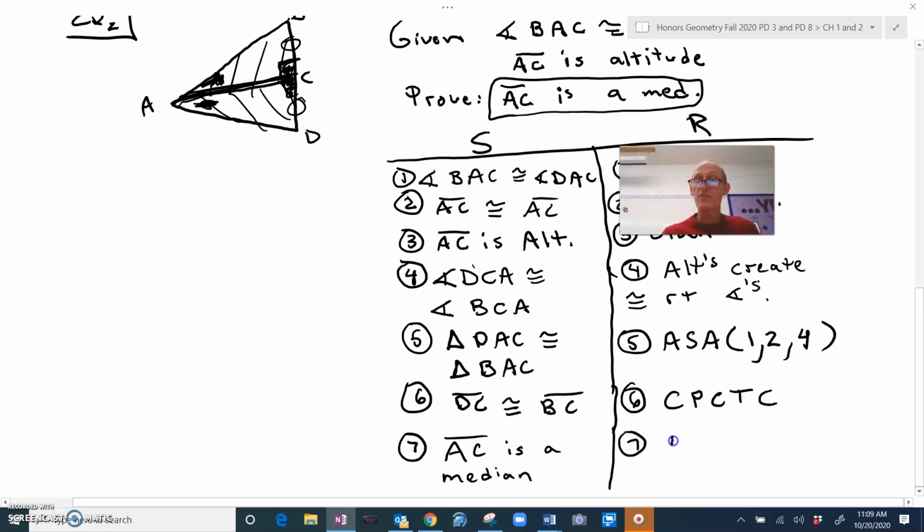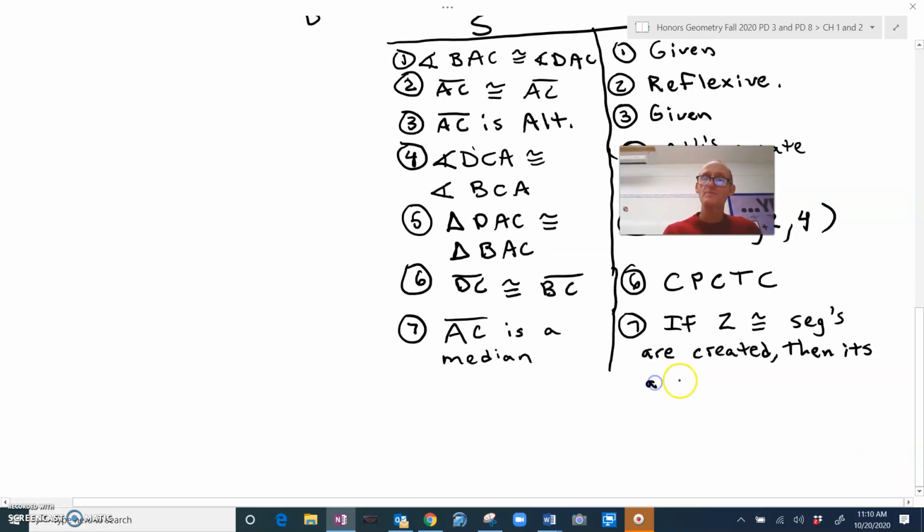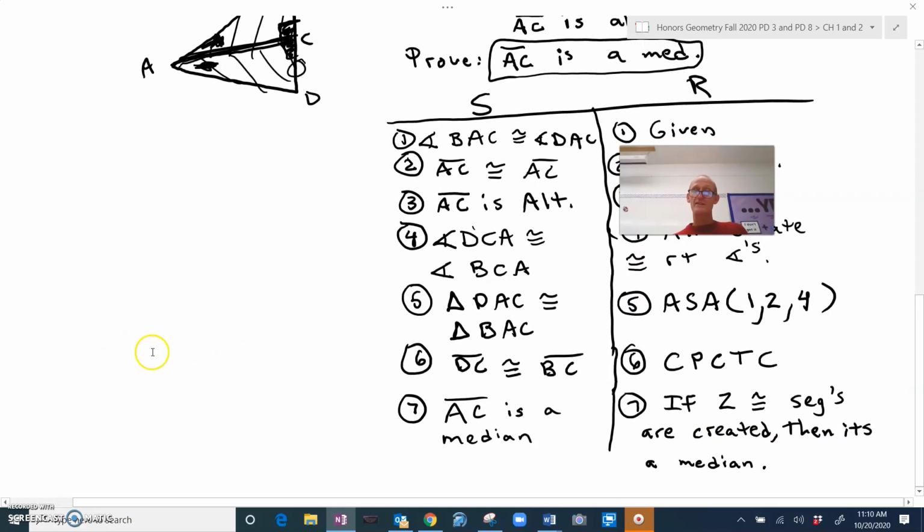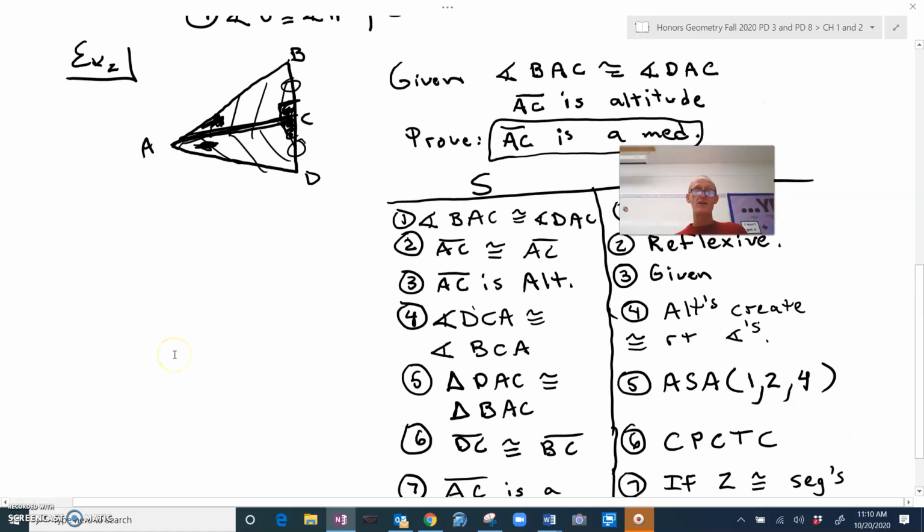And you should say if two congruent segments are created, then it's a median. Okay, that's a lot, but it is what it is. And practice, you can stop this video and check it out.